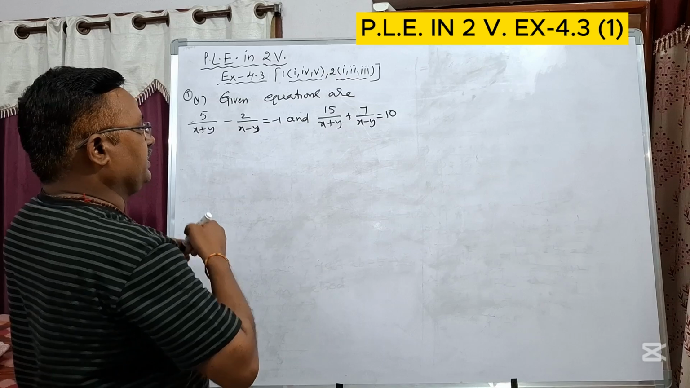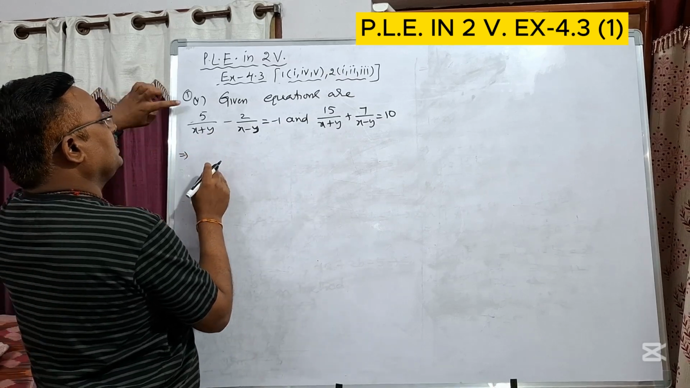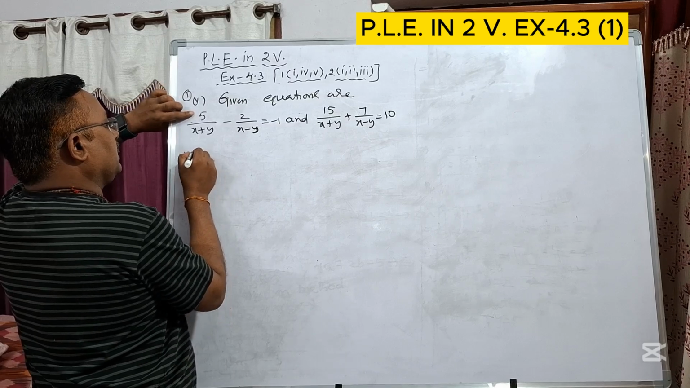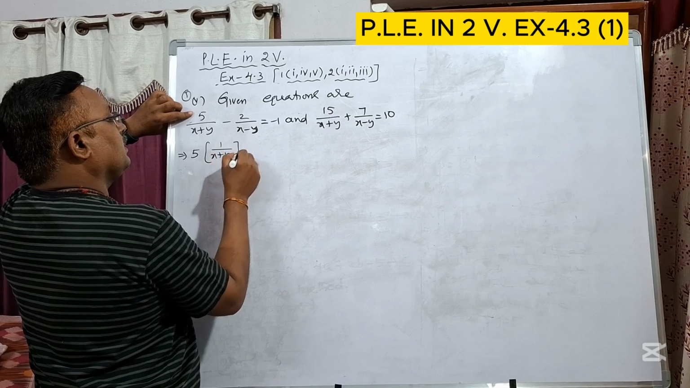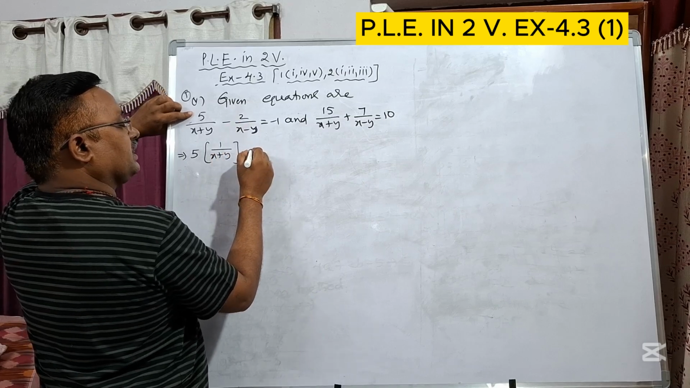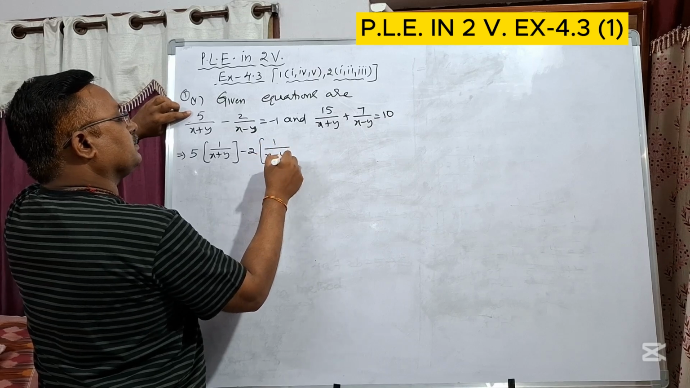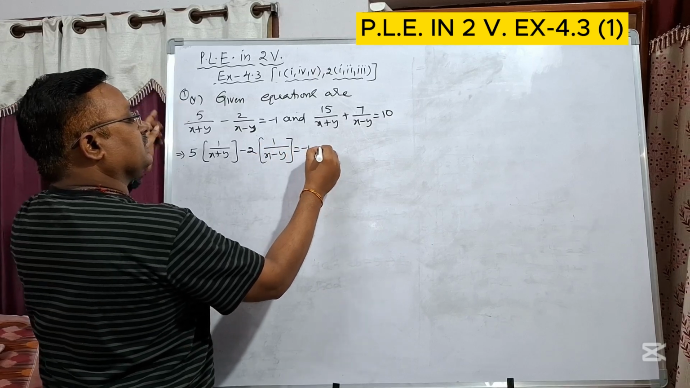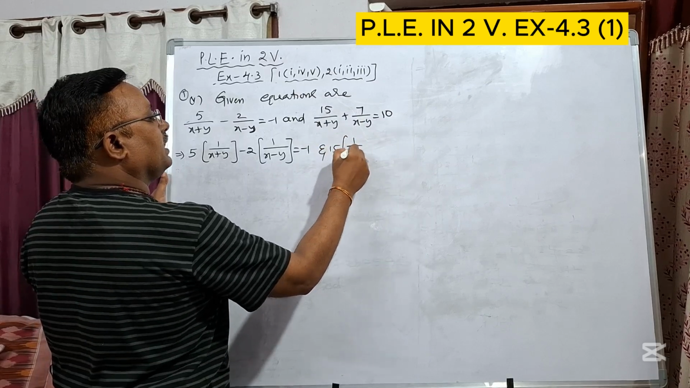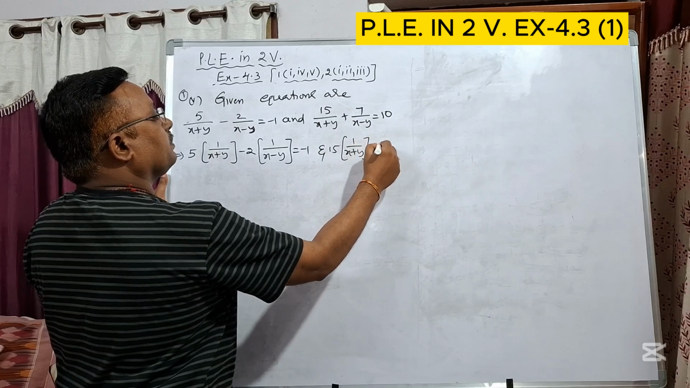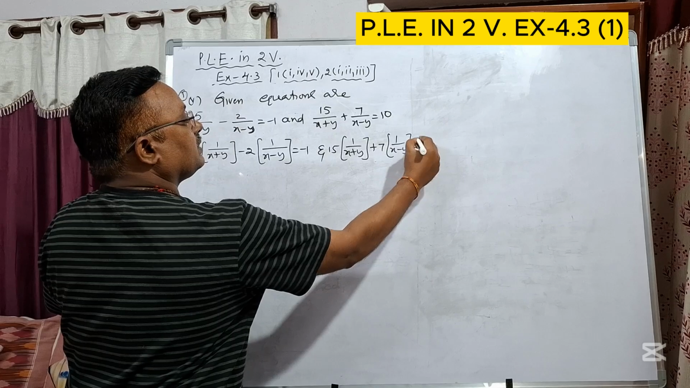What do we do? How do we do? So just write its another form, an easy form. 5 by x plus y can be written as 5 into 1 by x plus y, minus 2 by x minus y can be written as minus 2 into 1 by x minus y equal to minus 1, and this will become 15 into 1 by x plus y plus 7 into 1 by x minus y equal to 10.